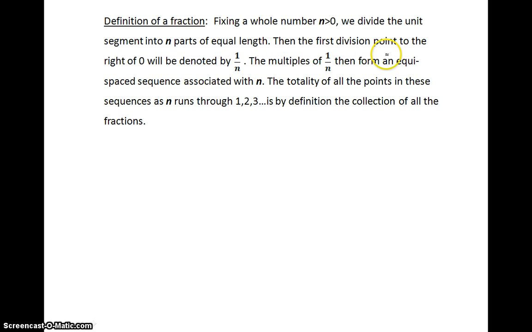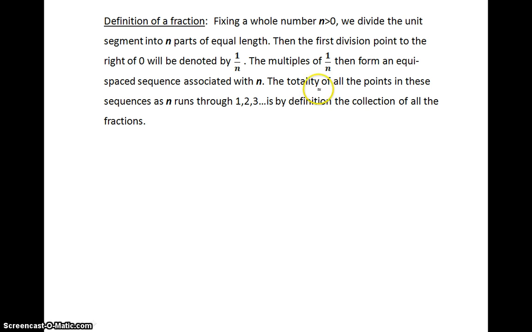Then the first division point to the right of 0 will be denoted as the first partition. So in this case, it was 1/3. It could be 1/9 if we partition it 9 times, or 1/150 if we've partitioned the unit segment into 150 partitions. So the multiples of 1/n then form the equally spaced sequence associated with n.